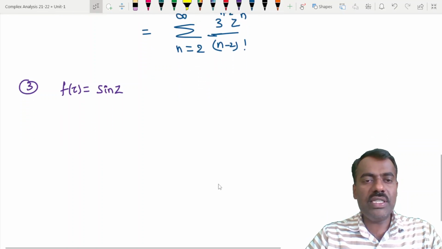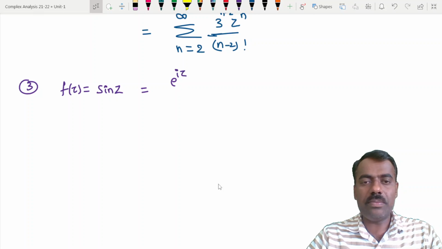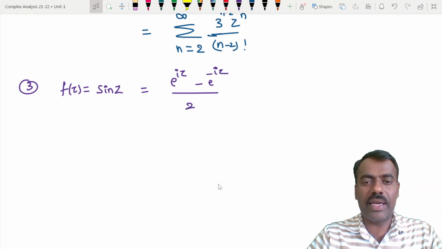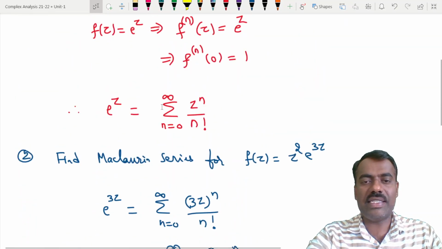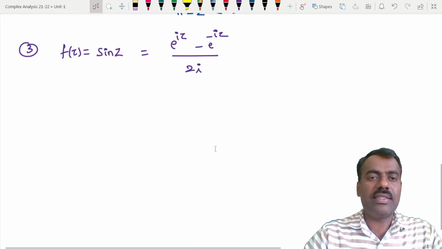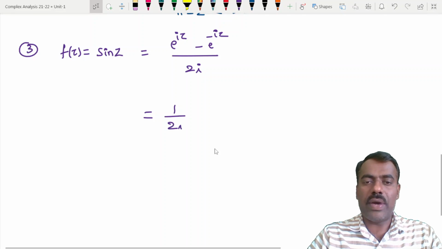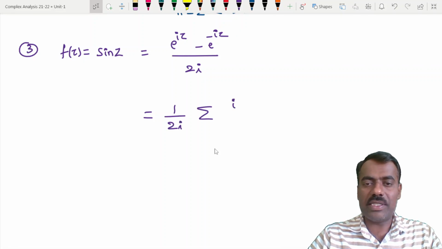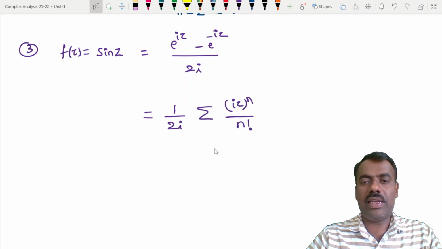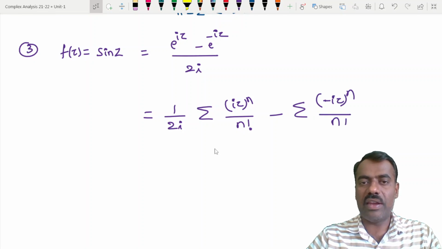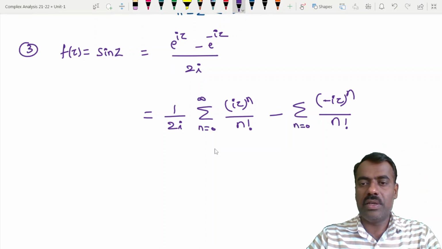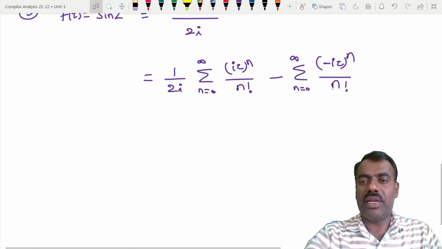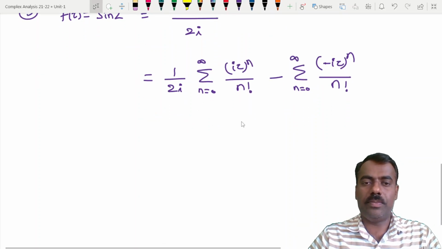Or we know this one, sin z, we can write this as e power iz minus e power minus iz upon 2i. Okay, then substitute the value of this e power iz, wherever z is there, iz, then simplify, and this is the same as 1 by 2i summation of iz whole power n by n factorial minus summation of minus iz whole power n by n factorial, n is from 0 to infinity. And here you can take this sum inside also, it is possible here.